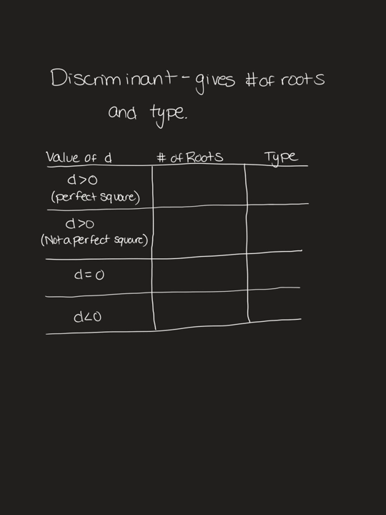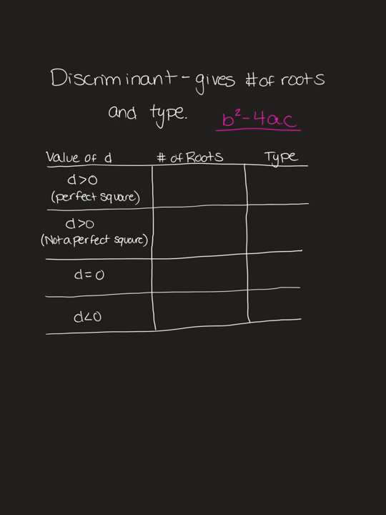So the discriminant gives the number of roots and the type. Our discriminant is that formula underneath the radical in our quadratic formula. So it's b squared minus 4ac. That's how you find your discriminant.